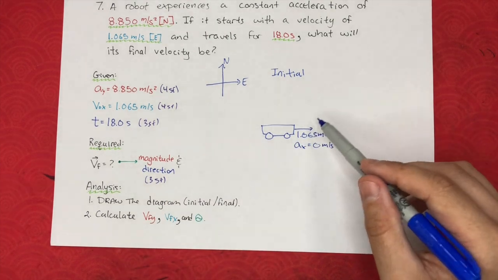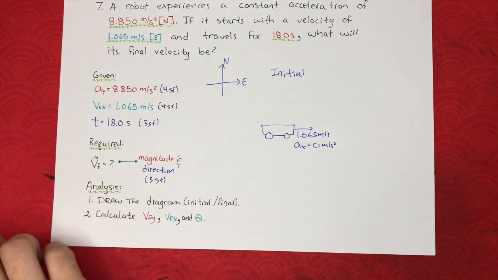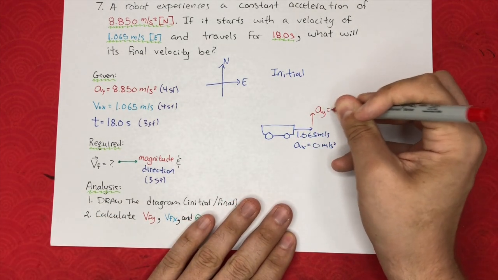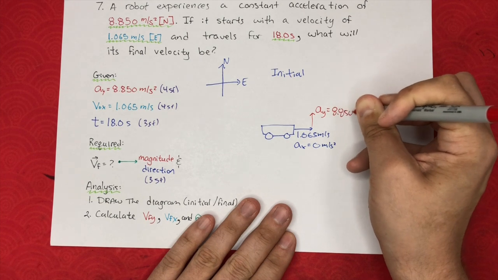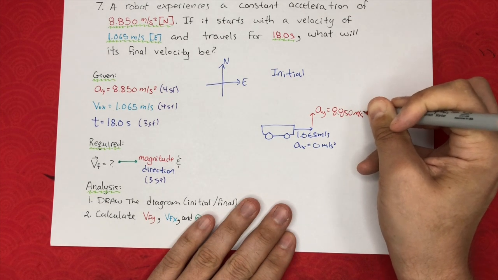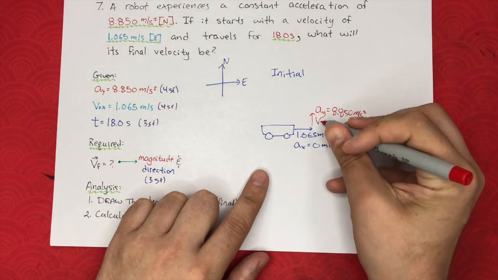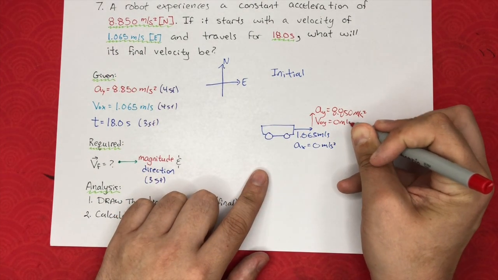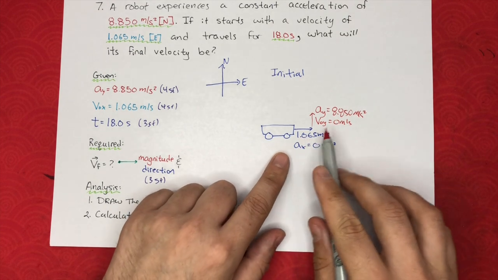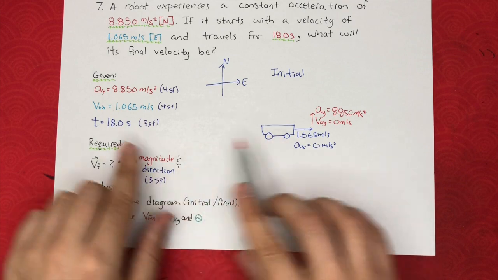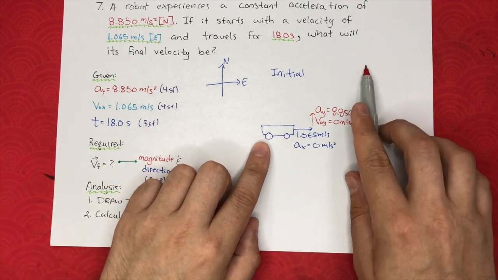But we do know that this has a y acceleration. So it's going to be accelerating at 8.850 meters per second squared. Now we know from the problem that it's only moving eastward, so it has an initial y velocity of 0 meters per second. So we can use this in any of our calculations. After some time, 18 seconds, it's going to be moving with some y velocity.